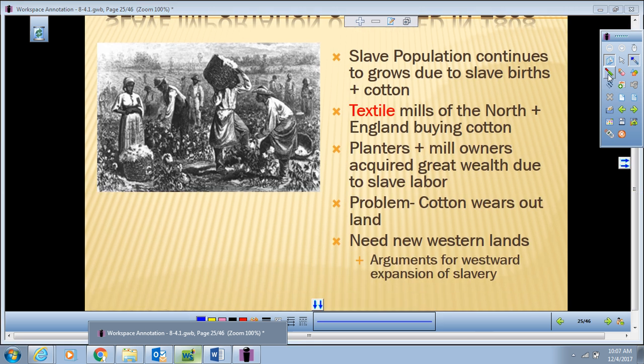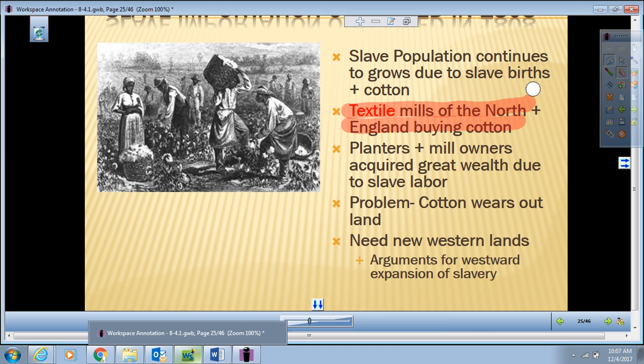Now, of course, as Gabriel told us, the textile mills of the north and in England were the ones buying cotton. As far as economics goes, what word describes who's buying or wants the thing? It's not supply, it's demand. Demand, that's the demand for cotton.